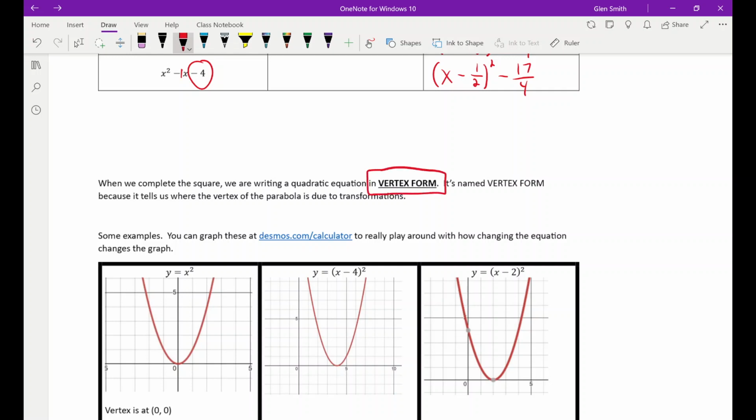Okay, and it's called vertex form because it lets me know where the vertex of the graph, the parabola, is going to be. And knowing where the vertex is also going to tell us where the zeros are, and that's why we want to do that.